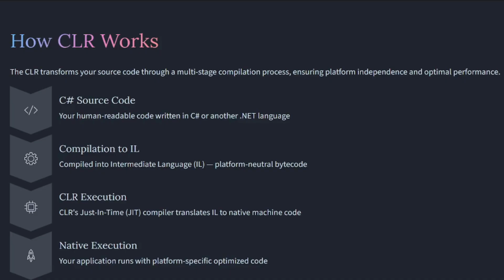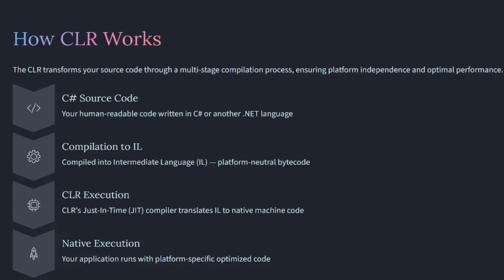So if I say it simply, we write code and it becomes intermediate language code, and then CLR with the just-in-time compiler converts it and then it runs. Right now, just focus on understanding the flow. You need not memorize everything.